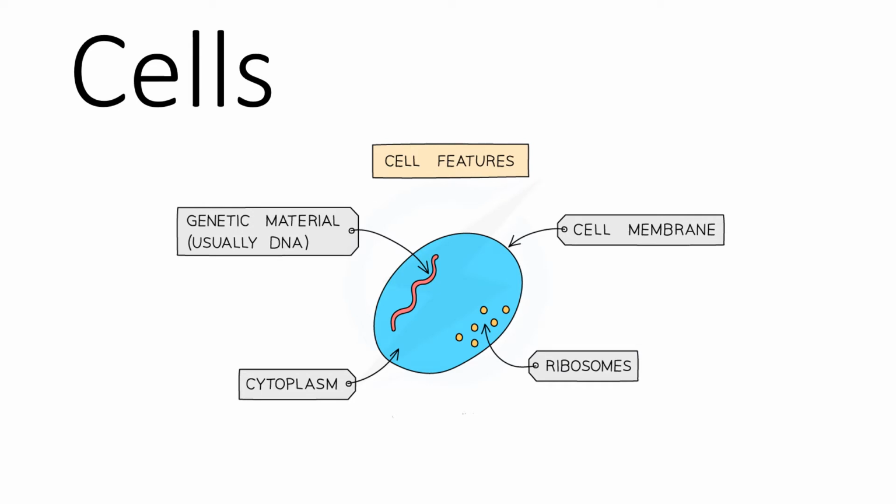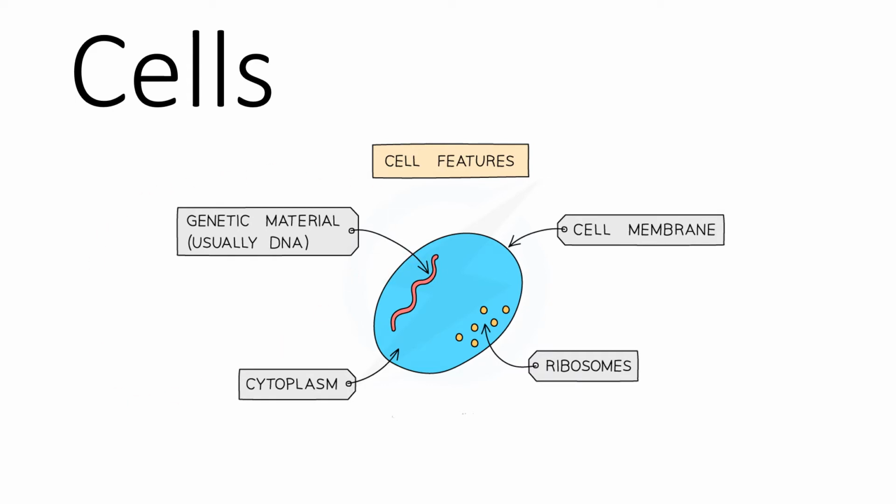Over here, we can see a cell, and we can see the subcellular structures in a cell. What subcellular means is the things that a cell is made up of, or its components. Over here, we can see that the cell is made up of the cytoplasm, the ribosomes, the cell membrane, and the genetic material, which is usually DNA.